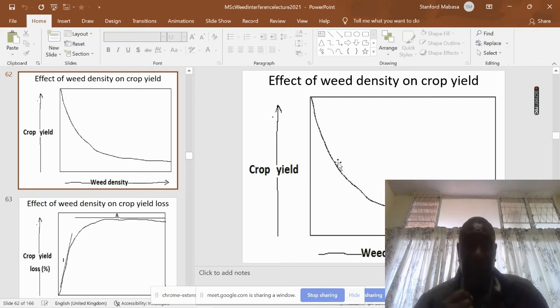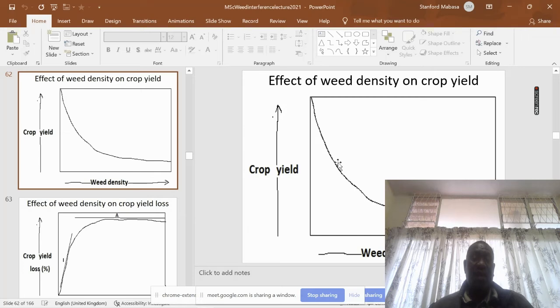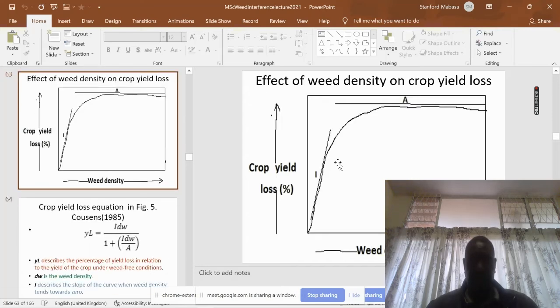Now let us look at the crop yield loss. Now, according to this graph by Cousins, as long as there are weeds, there's loss. So there's no delay here. So you have this decrease. Then it levels off somewhere here.